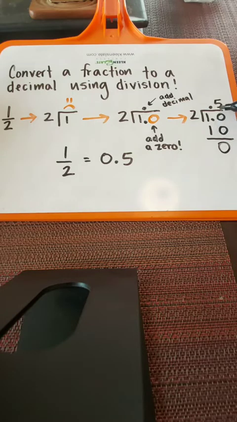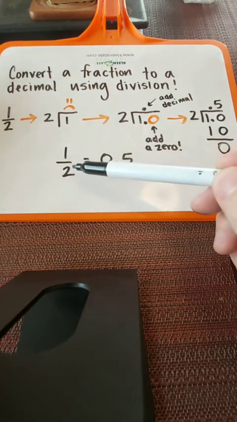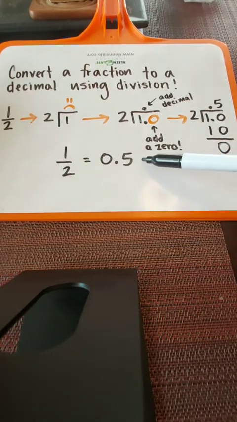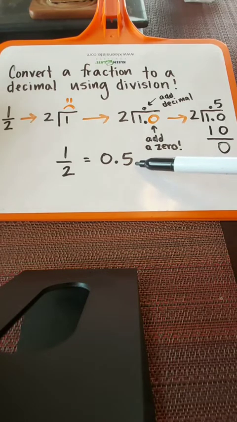So we know that 2 goes into 10 5 times, because 5 times 2 equals 10. We're going to put our answer to the right of the decimal, which gives us 0.5. We multiply 5 by 2, which gives us 10 with a remainder of 0. So that tells us that 1/2 is equal to 0.5 in decimal form.